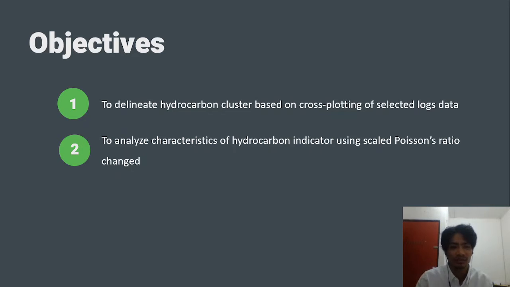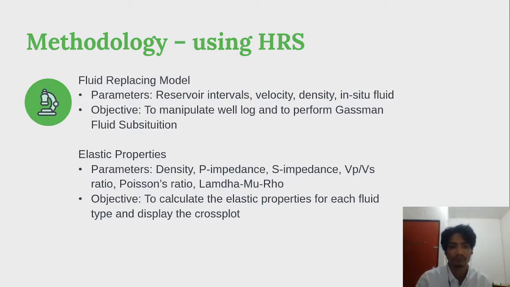The objective is to delineate hydrocarbon clusters based on cross-plotting of selected log data, and the second is to analyze the characteristics of hydrocarbon indicators using the scaled Poisson ratio change.